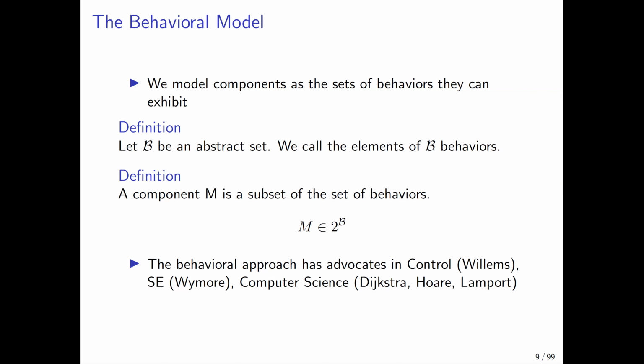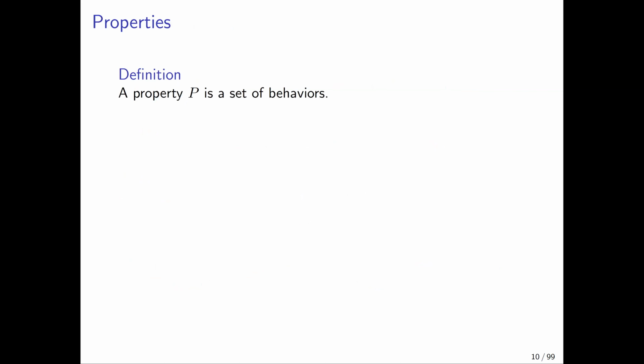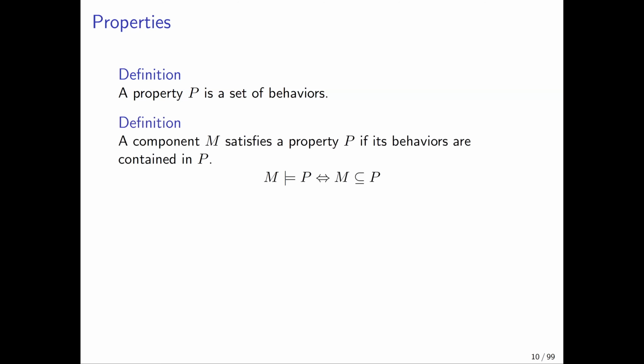So that's what a component is. A component is a set of behaviors. A property is also defined as a set of behaviors, okay? The difference between component and property would be semantics. In the case of a component, it is the behaviors that that component can display. A property is a set of behaviors that for one reason or another we like. So these are the safe behaviors or the secure behaviors and so on.